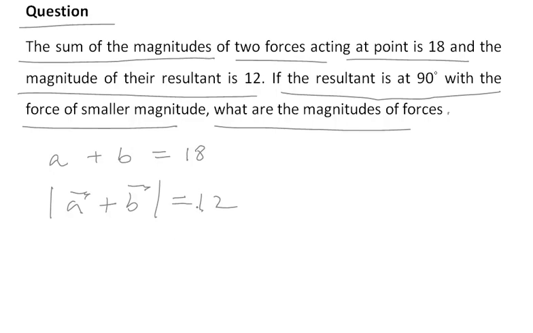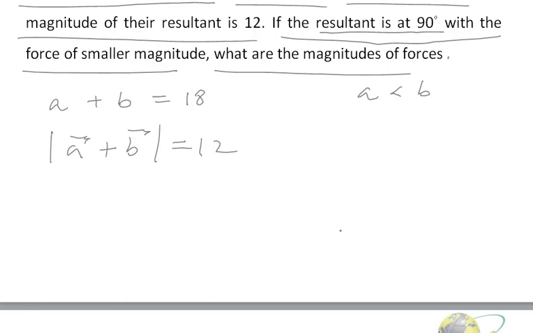Now one more thing that is given here is that the resultant is making an angle of 90 degrees with the force of smaller magnitude. So let us assume that the magnitude of A is smaller than that of B, and the resultant makes an angle of 90 degrees with the vector A. Let us say this is the resultant which has a magnitude 12 and this is the smaller vector. With the smaller vector A, the resultant C makes an angle of 90 degrees.